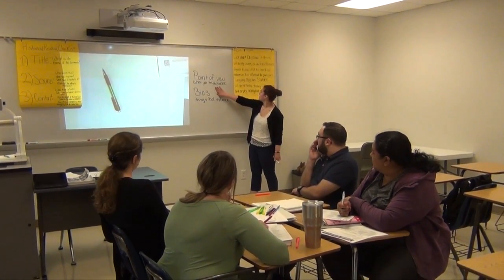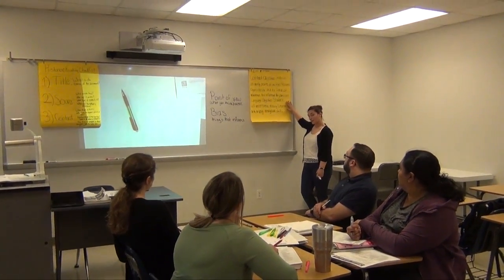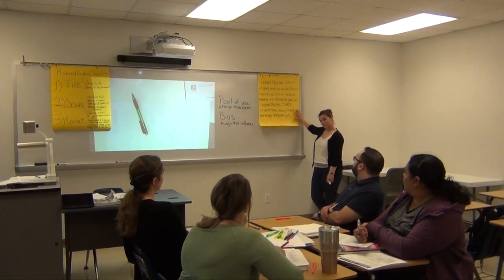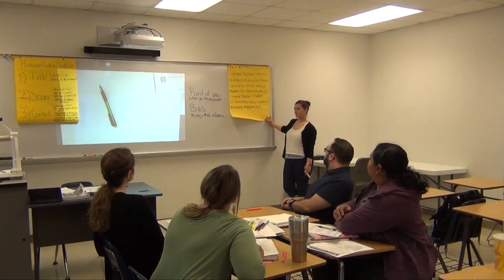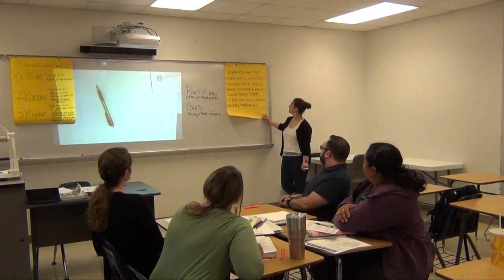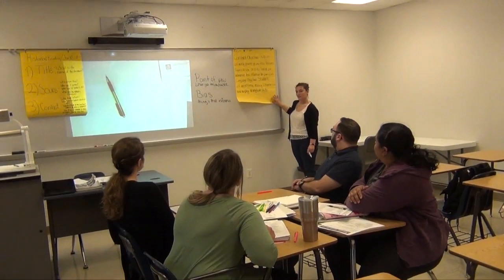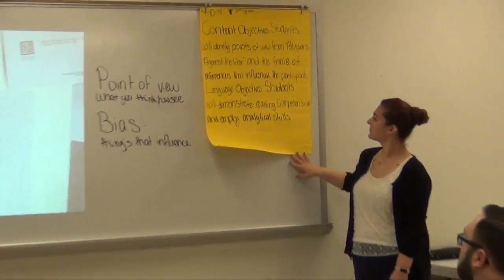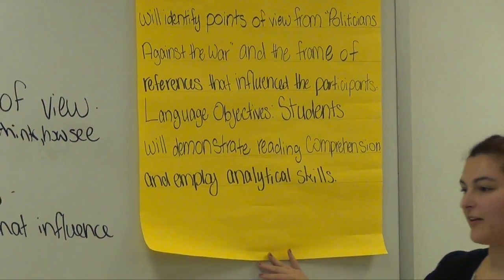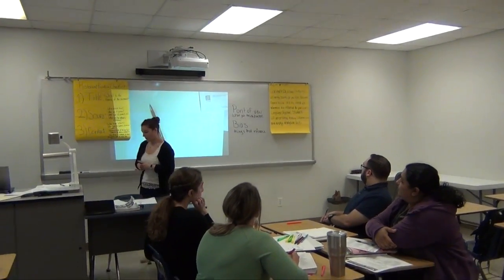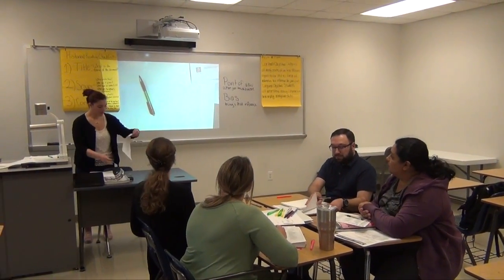All right. Wanted to go over these real quick because they are going to come into our content objectives and language objectives. Would anyone like to read them out for me? I will. Content objectives: Students will identify points of view from politicians against the war and the frame of references that influence the participants. Very good. Who would like to read the language objectives? Students will demonstrate reading comprehension and employ analytical skills.